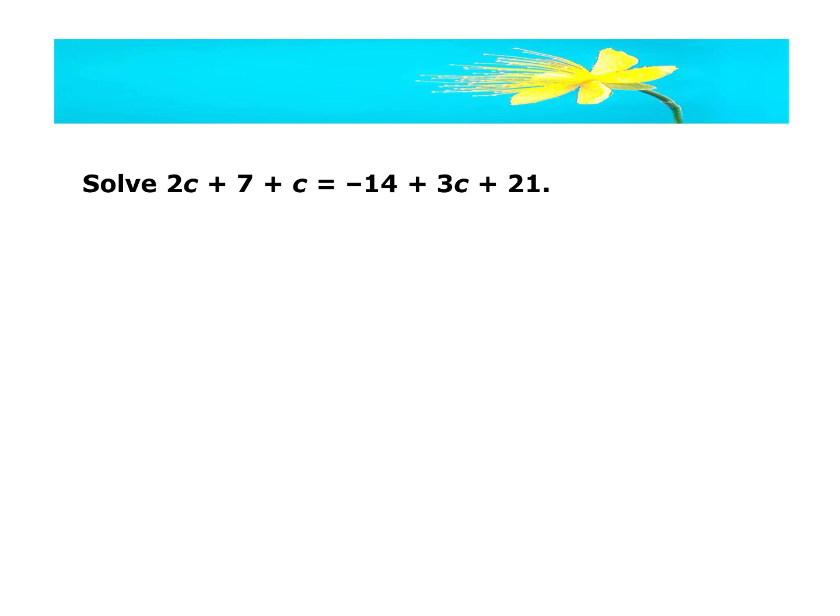Again, I'm going to separate them. I'm going to notice that I can combine the c's on the right side. So it's going to be 3c plus 7. It's going to be equal to... Now let's do the blue side. We can combine the negative 14 and the 21, so it's going to be c plus 7.